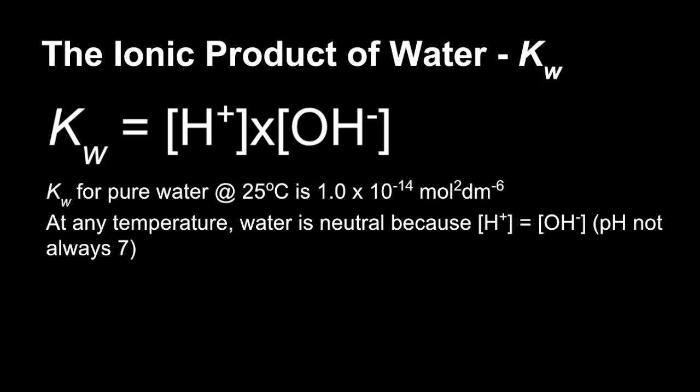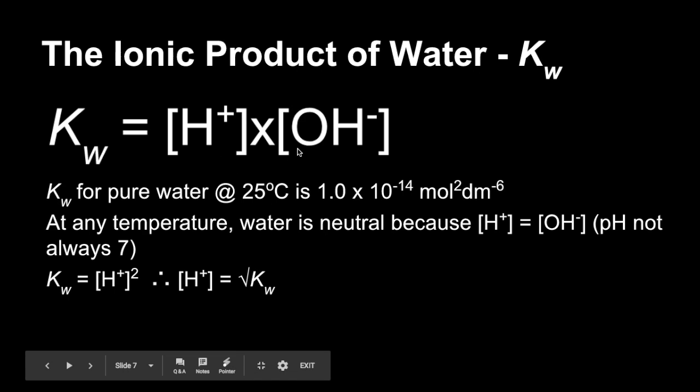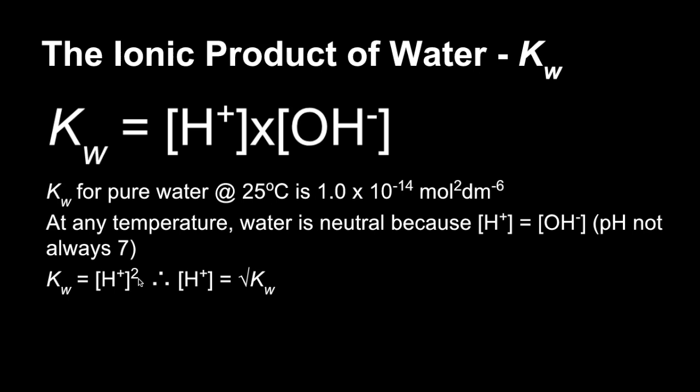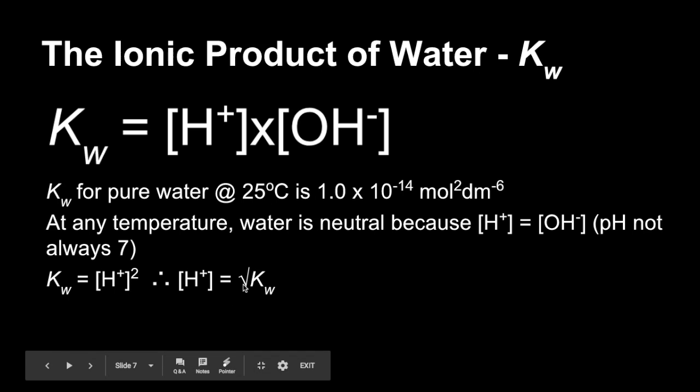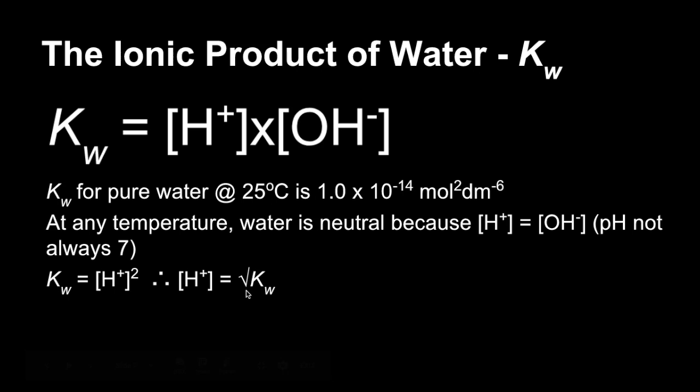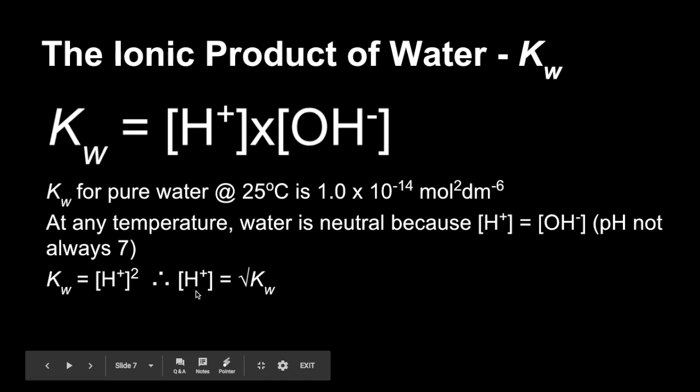knowing this: at any temperature water is neutral because the H+ concentration is equal to the OH- ion concentration. But beware, the pH doesn't necessarily have to be 7. And that's because at different temperatures, the Kw for pure water can change. So if you think about what we've just said there, the pure water, these are the same, so we can simplify the Kw expression to the H+ concentration squared, and therefore the H+ concentration is going to be equal to the square root of Kw, and therefore pH will be minus log whatever that comes out at.